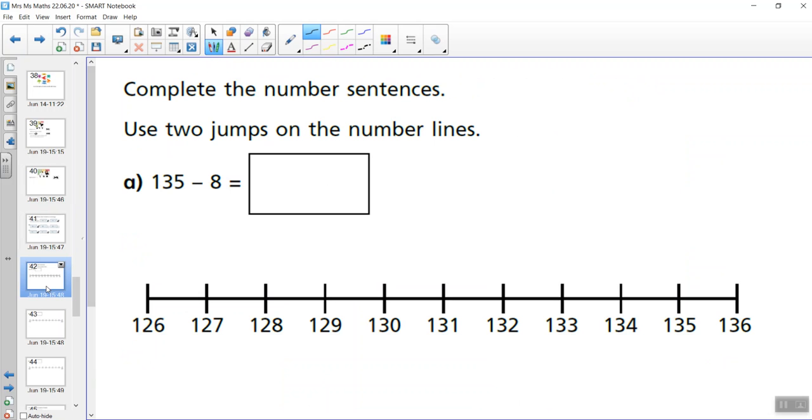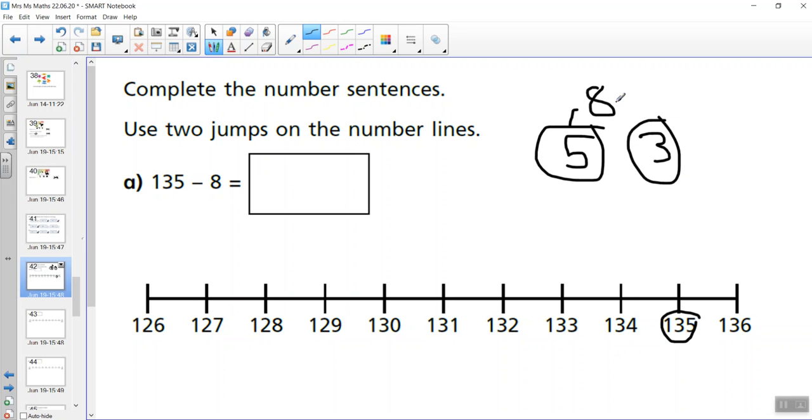Okay. Now we're going to do a takeaway using our number line, but we're only going to do 2 jumps. So I'm starting at 135, I need to take away 8. I know I can split 8, do a cherry diagram, and split 8 into 5 and 3. And I think that's quite important for me.